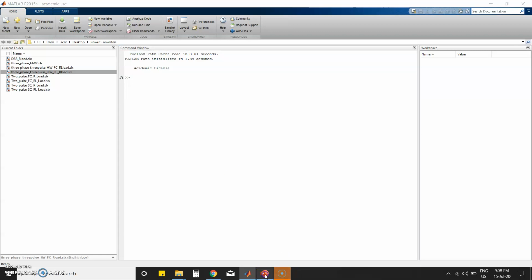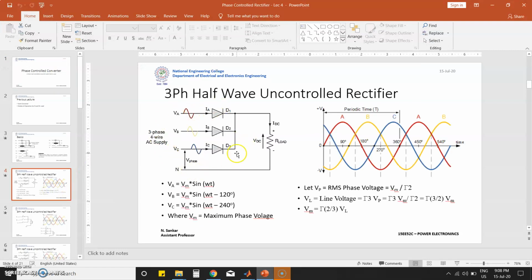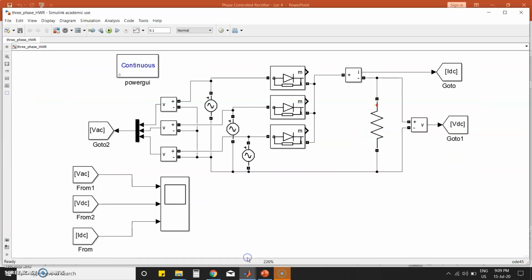Before that, this is the circuit diagram of your three-phase half-wave rectifier, that is the uncontrolled rectifier. For that we need three diodes, a resistive load, and a three-phase supply. Here, instead of a three-phase supply, in the simulation I have used three single phase supplies: 1, 2 and then 3. Three single phase supplies, then three diodes, and we have a resistive load.